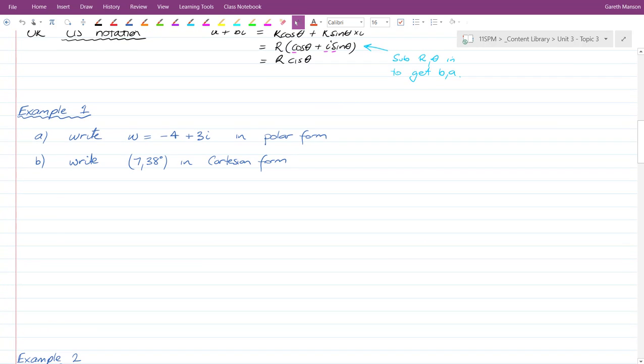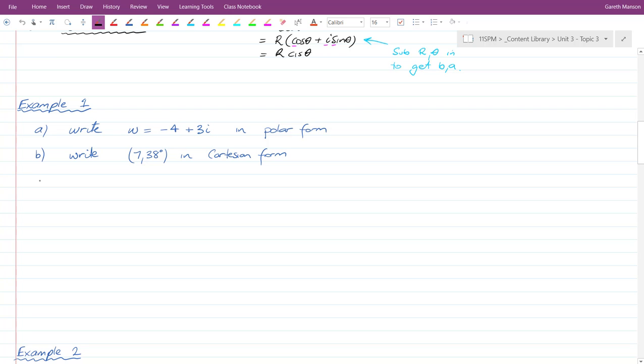So here's a quick example. I want to write w equals negative 4 plus 3i in polar form, and I might need you to help me on your calculators perhaps. So for question a, I need to determine r and I need to determine theta. The modulus, so r is equal to the square root of negative 4 squared plus 3 squared.